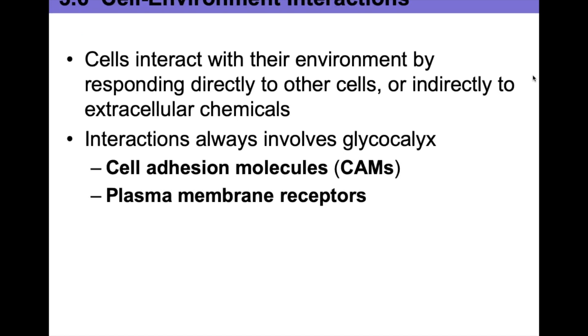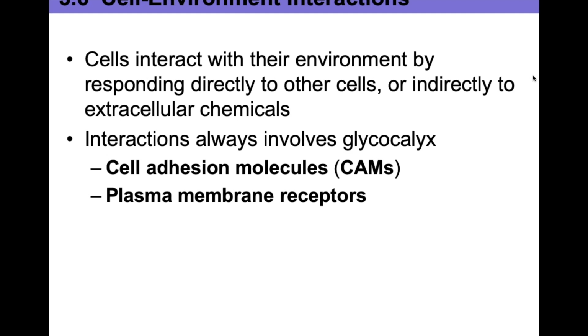Cell environment interactions here. So we're talking about how things are brought into and released from cells. So obviously the cell is interacting with its environment. Cells can interact with their environment by responding directly to other cells or indirectly with extracellular chemicals. Because remember, they can bring things in through endocytosis, and they're receiving information about their world around them through these types of vesicular transport and things like that. Interactions always involve the glycocalyx. This is going to be like sugars that exist around the cell.